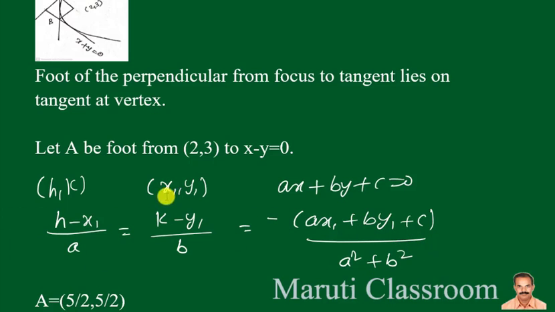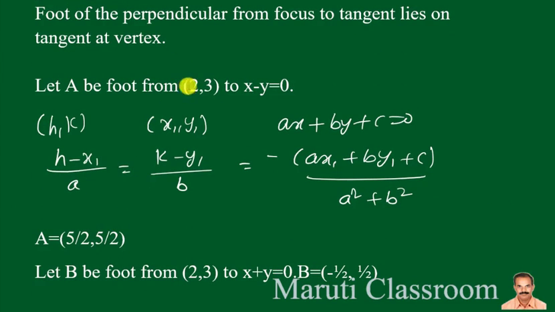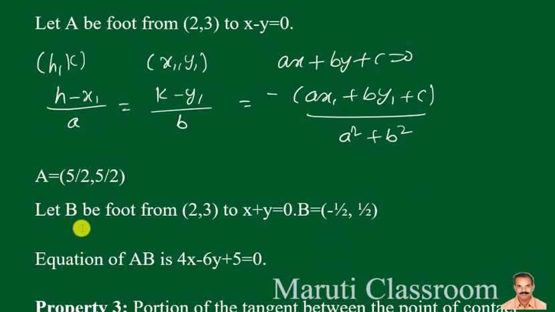By using this formula, we know x1, y1 is 2, 3, and ax plus by plus c equal to 0 is x minus y equal to 0. So we can find h, k by using this formula. Then if you apply this formula for these values, h, k becomes 5 by 2, comma 5 by 2, that is A. Similarly, B is the foot of the perpendicular from 2, 3 to x plus y equal to 0. Then by applying the same formula, B becomes minus 1 by 2, comma 1 by 2. So we got A and B. We can easily find the equation of AB. So the AB equation is this one.